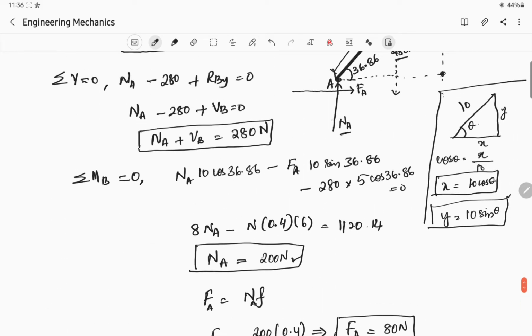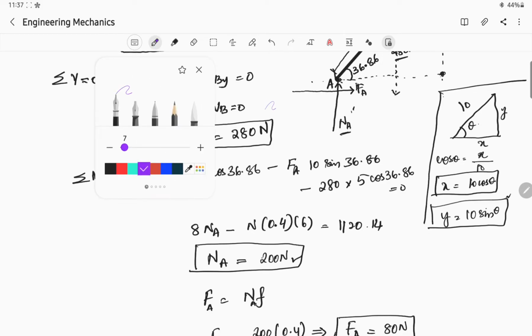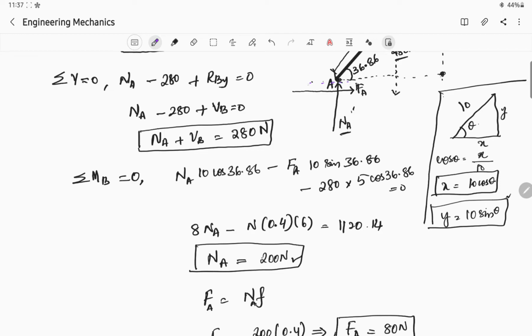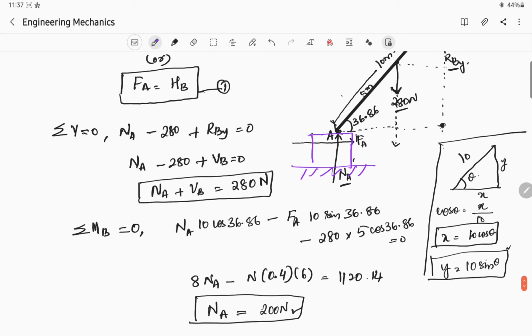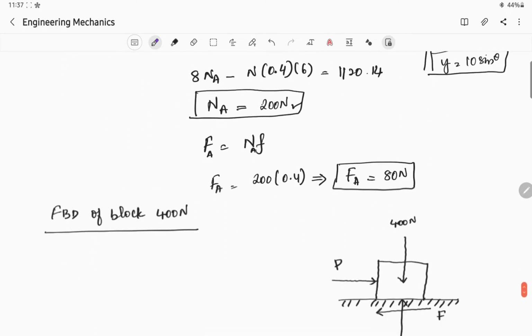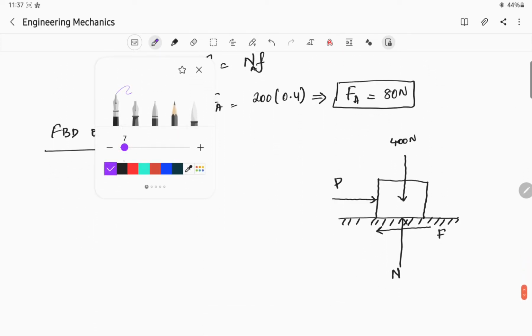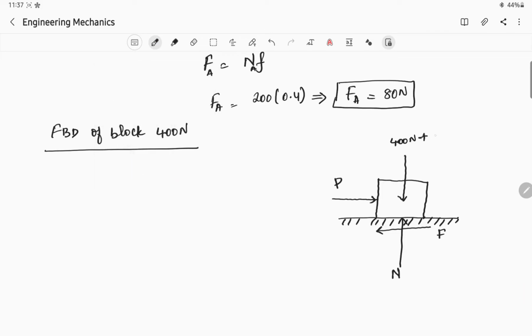Where is NA? We have provided in the vertical direction. Here actually we have block, right? At this location block is resting, so we have not added it here. So NA is acting, FA is also acting at this surface. So what we will do here, we'll add plus 200 Newton, that is NA, which is equal to 600 Newton. Now the total weight of the block will be 600 Newton, not 400 Newton, because the ladder, the bar AB, is also resting on the block.